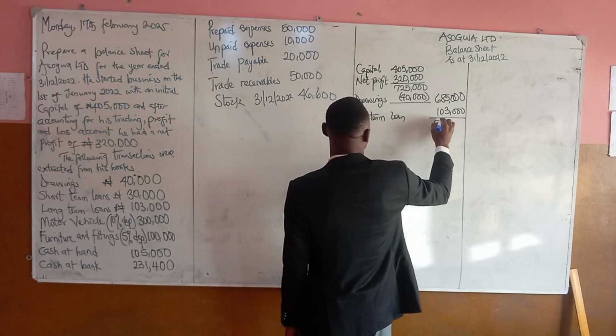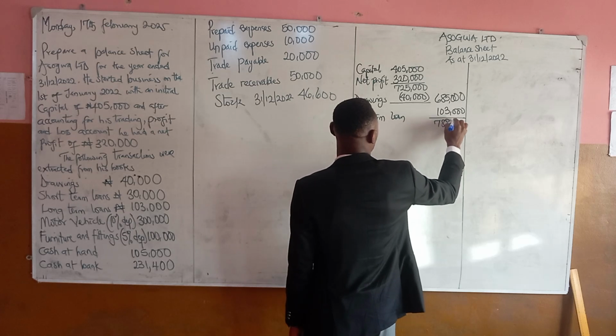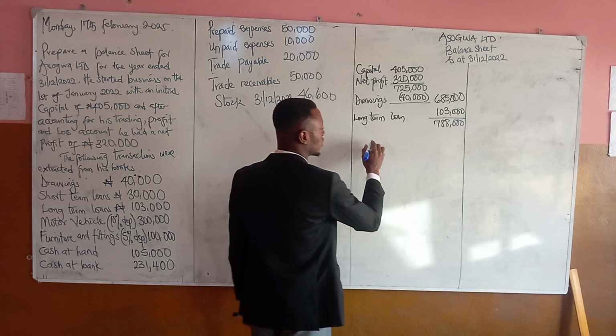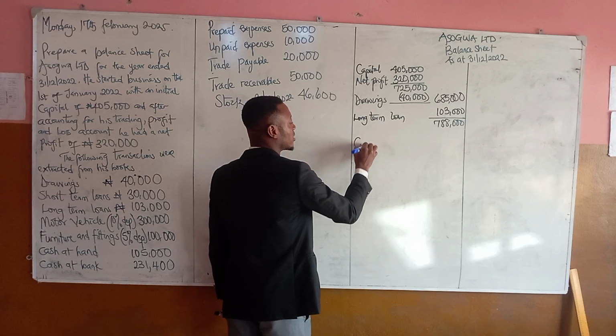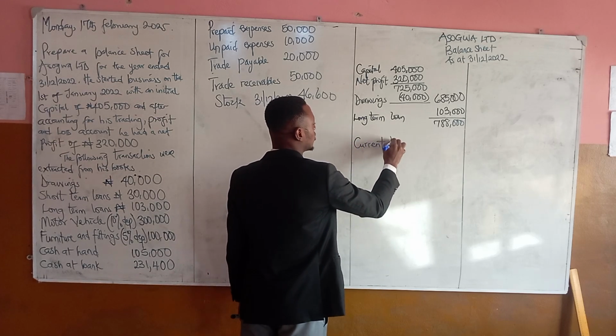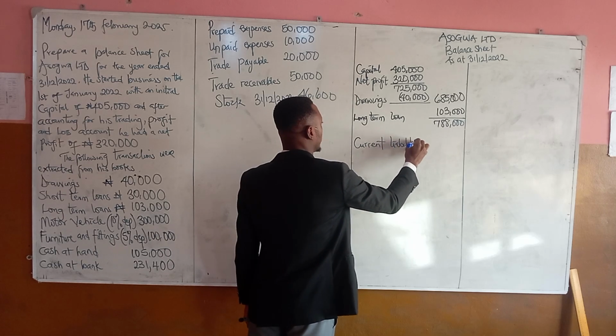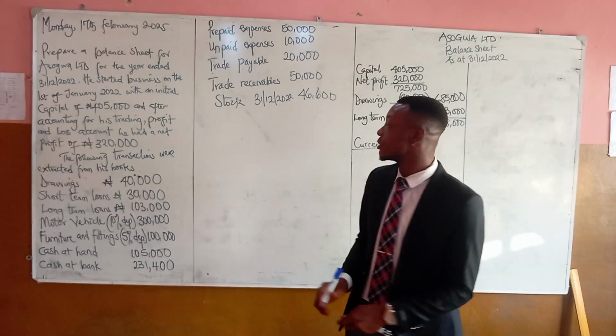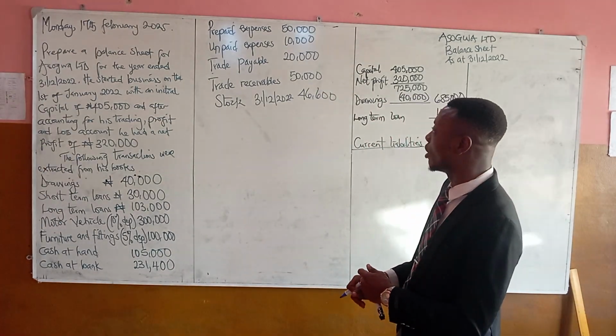788,000. Wonderful. So we are done with this. Then the next thing is what? Current liabilities. Now let's trace the particulars that are recorded in our current liabilities. What do we have under our current liabilities? Creditors. Do we have creditors?